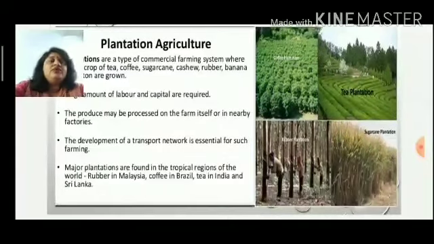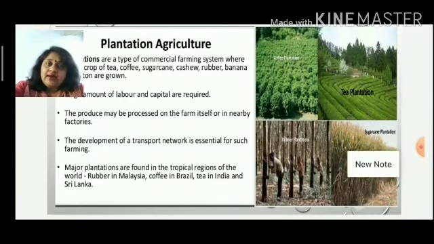Development of transport network is essential for such farming because इतना जो आउटकम है उसको लोड करना, सप्लाई करना, it requires a suitable and particular type of transporting network. Major plantations are found in the tropical regions of the world. Rubber in Malaysia, coffee in Brazil, tea in India and Sri Lanka.